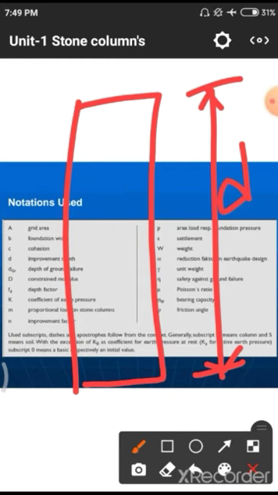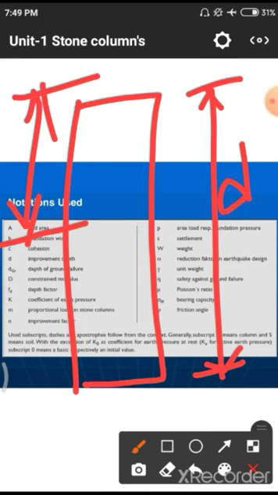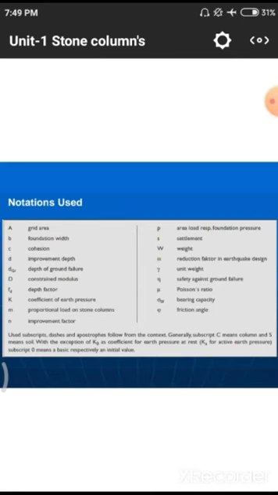Improved depth. Next thing, we are having a depth of ground failure. That means up to what can it be? GR. This is called a GR. Next one, capital D is the constrained modulus. After that, we are having a depth factor, coefficient of earth pressure. All those three terms are normally well-known terms.